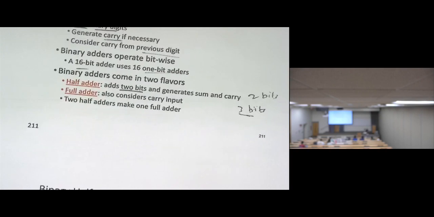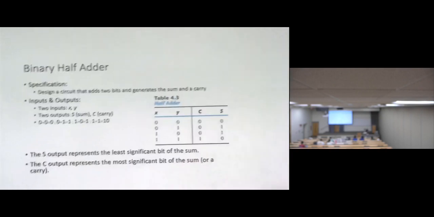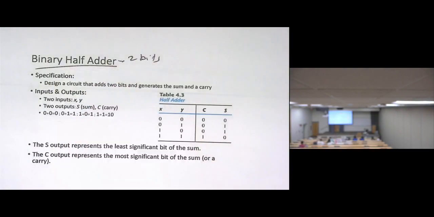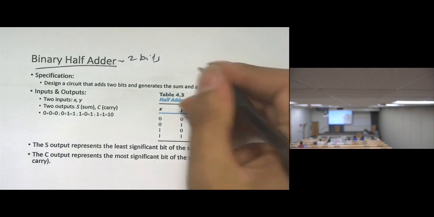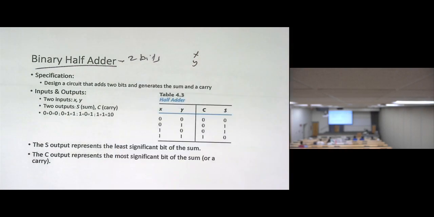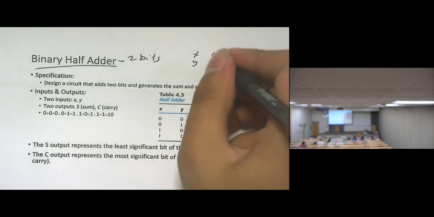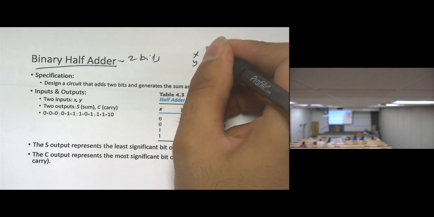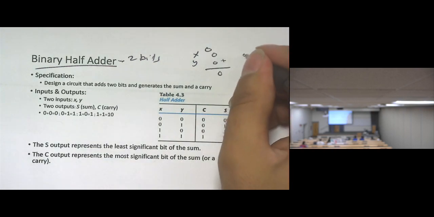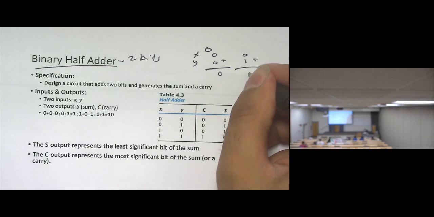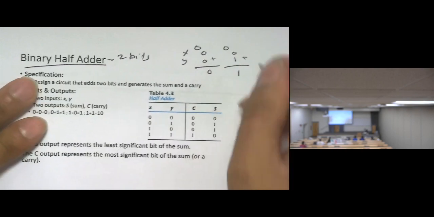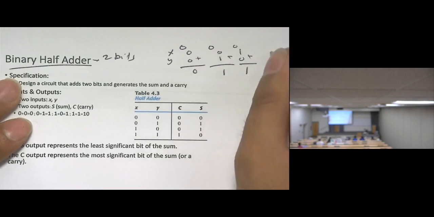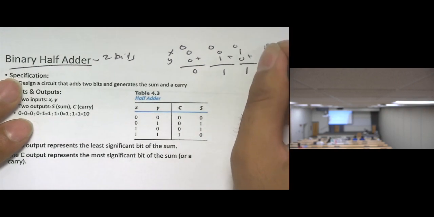So what's this adder? How will it be? Binary half adder. Half adders, we said, are for 2 bits, right? How can I add 2 bits? Let's assume I have bits x and y. What are the possibilities of x and of y? It can be 0 plus 0, which is 0, and the carry is 0. What's the other option? 0 plus 1 is 1, and the carry is 0. 1 plus 0 is 1, and the carry is 0. 1 plus 1 is 10, so the sum is 0 and the carry is 1.